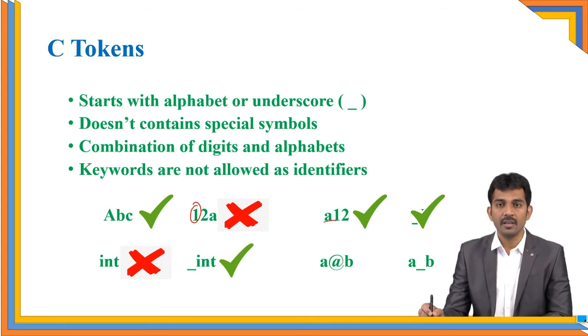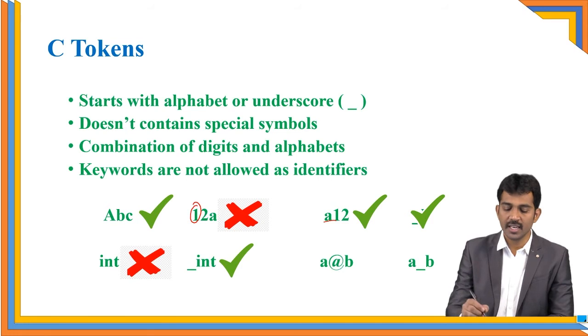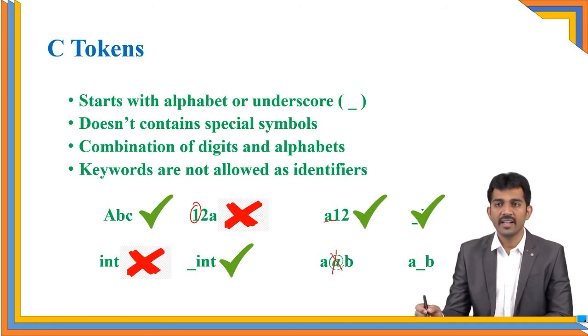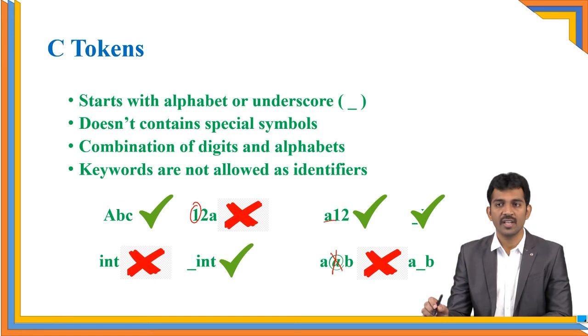Next, A at B. If you observe clearly, it is going to violate rule number 2. It does not allow any special symbols, but it contains an at symbol. So it is not a valid identifier. Coming to A underscore B. If you observe clearly, it is a combination of alphabets, and it allows only one special symbol, that is the underscore. Yes, it is also a valid identifier. Is this clear? So these are the second type of tokens, identifiers.